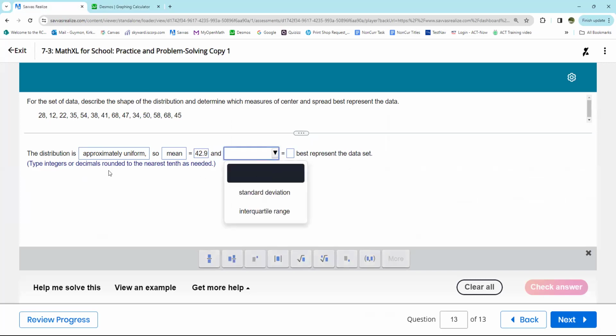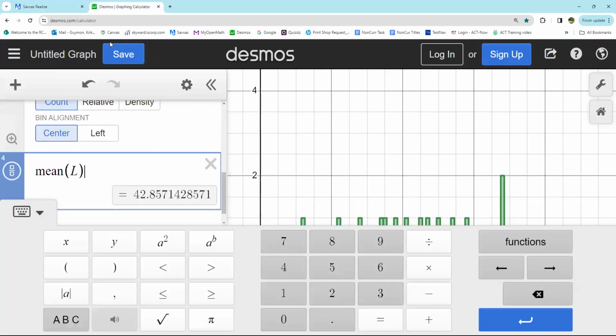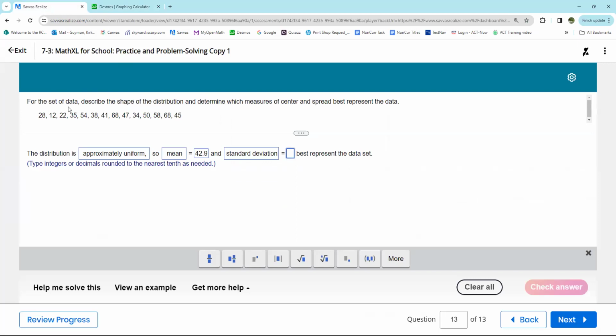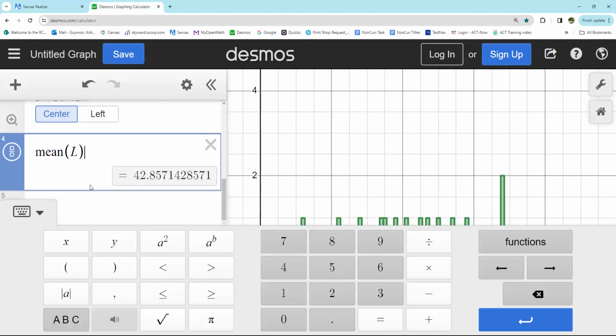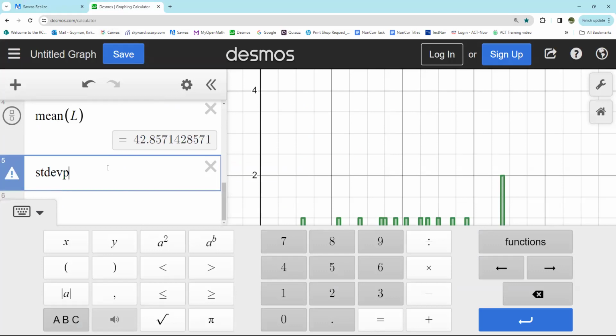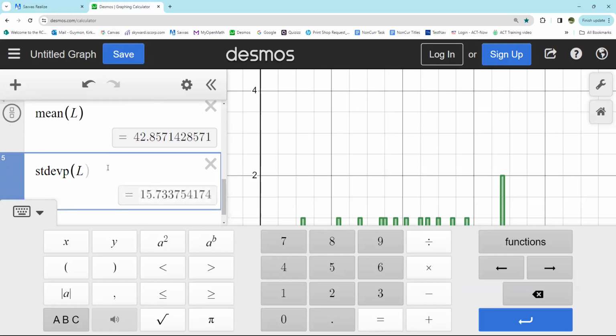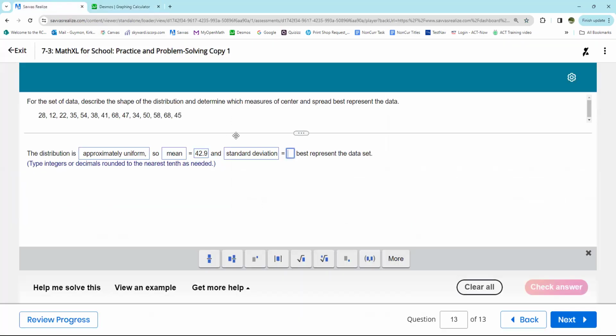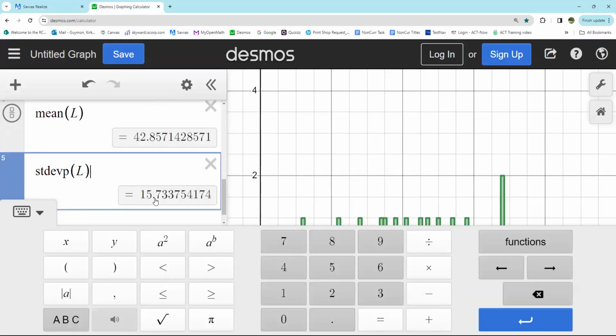And if it's the mean, then we're going to use the standard deviation. If we want the standard deviation in Desmos, we need to know if it's a population or a sample, which they don't say. This is our whole set, so then you use the standard deviation of the population. So use that P. And if we do that, and again, it wanted us to the 10th, it's 15.7.